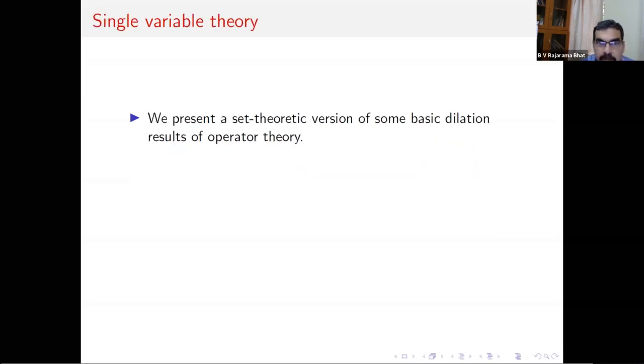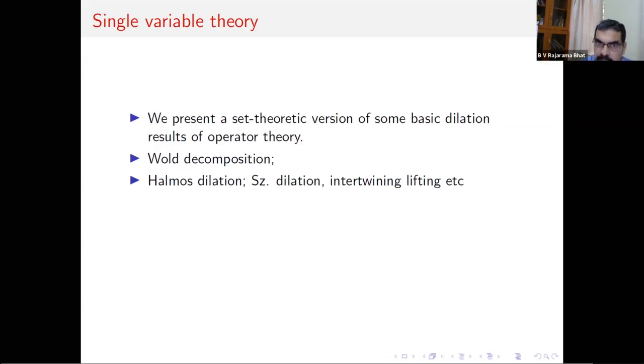So our talk will have three distinct parts. One is single variable operator theory, then multivariable operator theory, and then some generalizations and variations. We are presenting a set theoretic version. What are the single variable theory results we are talking about? Very basic things like the Wold decomposition, Halmos dilation, Nagy dilation, intertwining lifting, etc.